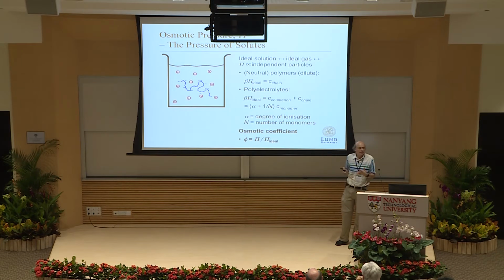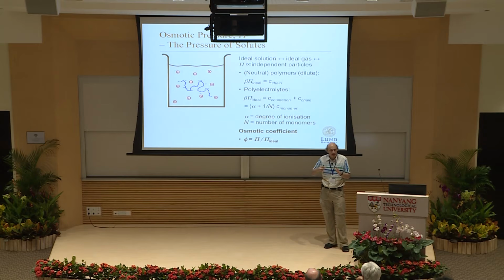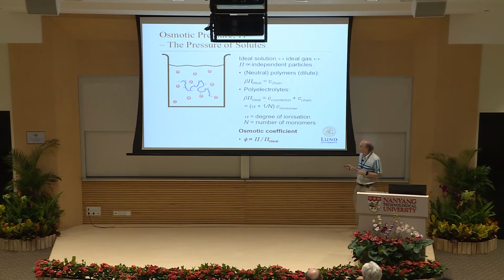But it's not an ideal solution. We do have an interaction between the polyion and the counterions, and they attract, which reduces the effective concentration. And to measure the difference between the ideal pressure and the actual pressure, we have the osmotic coefficient, which is the actual osmotic pressure divided by the ideal one. So this is the general background, and we'll be looking at the osmotic coefficient.